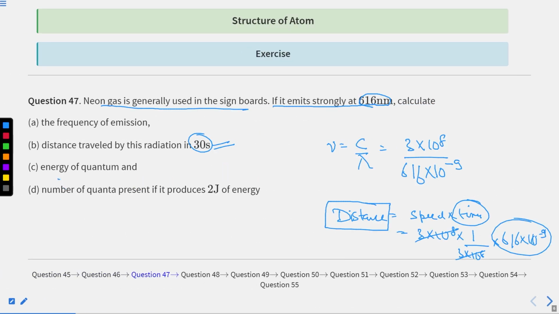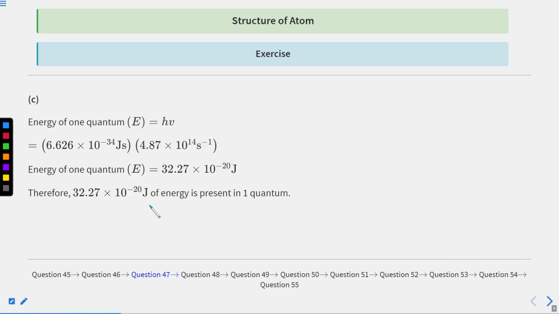Next is energy of quantum. What will be the energy of quantum? That will be E is equal to h nu. We know the h value. Nu we have calculated, that is 4.87 into 10 to the power 14. So that would give us the energy of quantum as 32.27 into 10 to the power minus 20.